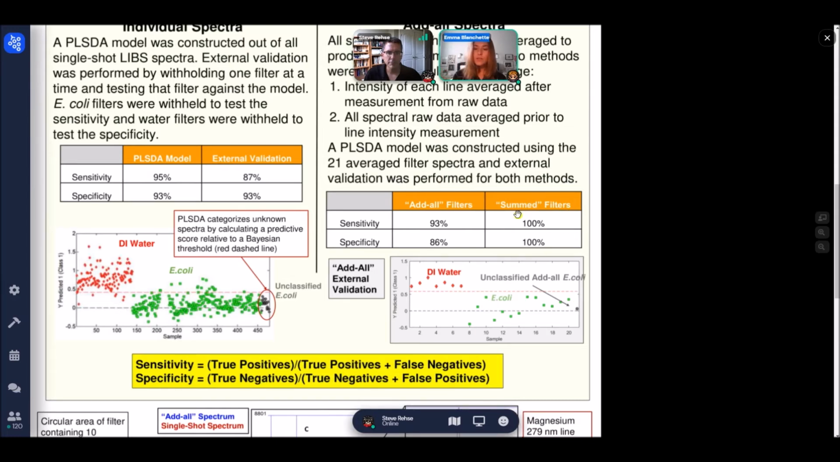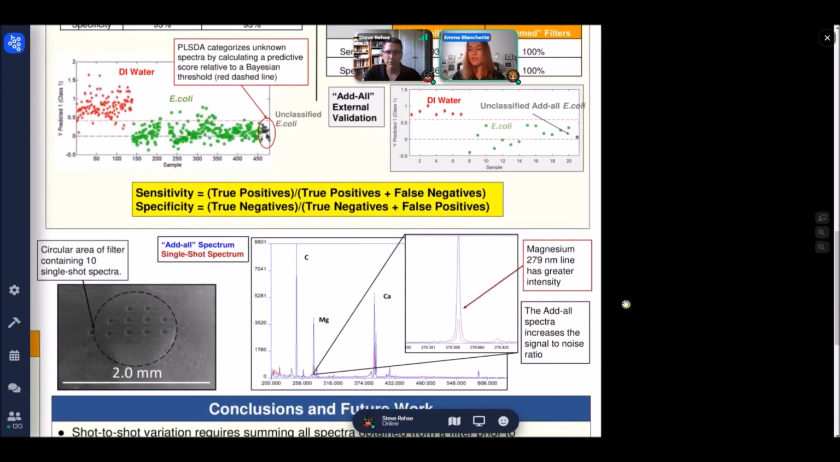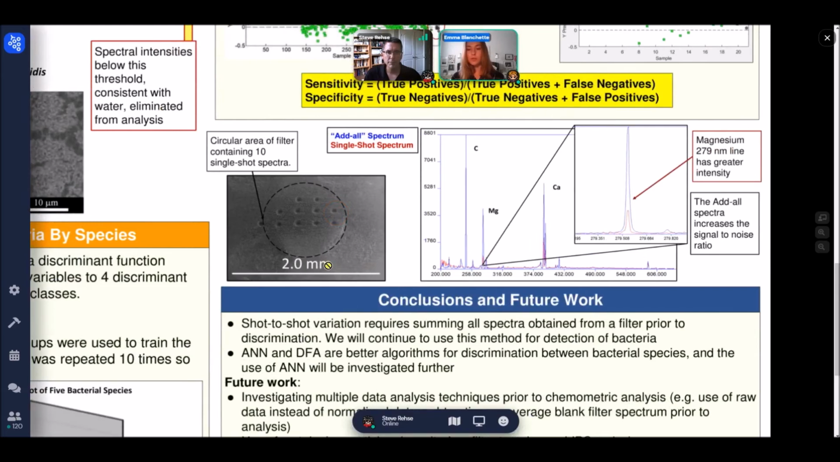Below this box for PLSDA, you can see some figures, an SEM image with a filter. This filter has about 10 laser shots on it. And to the right of that, you can see a spectrum. This spectrum illustrates how the summed, or the add-all, given in the table above actually helps our discrimination. Here you can see the red spectrum, or the single-shot spectrum, has a very low signal-to-noise ratio, whereas our blue spectrum, or the add-all spectrum, has a very high signal-to-noise ratio. As well, key lines in our analysis, such as magnesium and calcium, are greatly enhanced by this procedure.